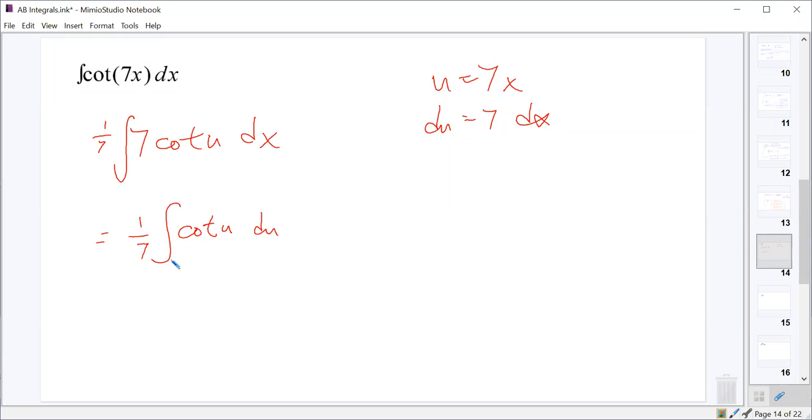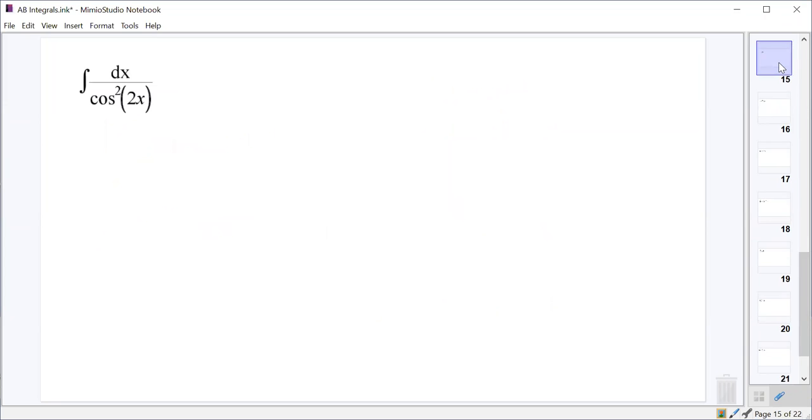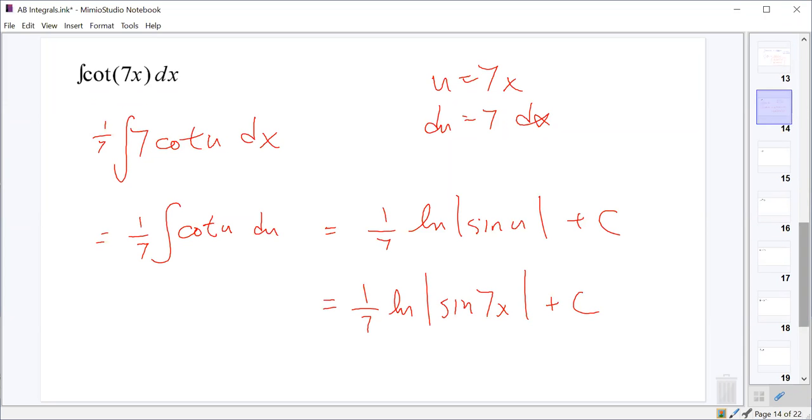And we get 1/7 the integral of cotangent u du, or 1/7 natural log absolute value sine u plus our constant, or 1/7 natural log absolute value sine 7x plus the constant. Good or no? Any questions, any issues with any of these?